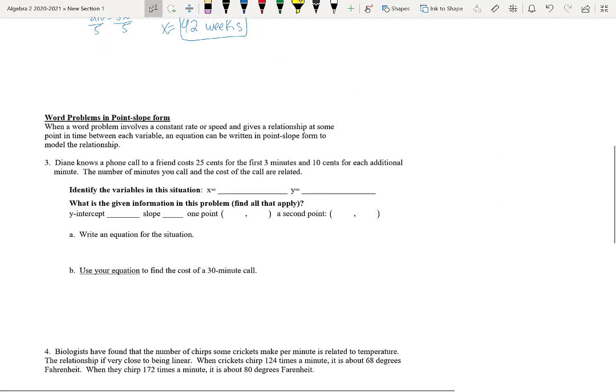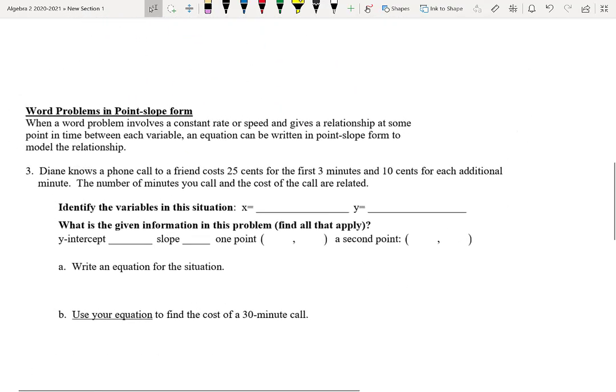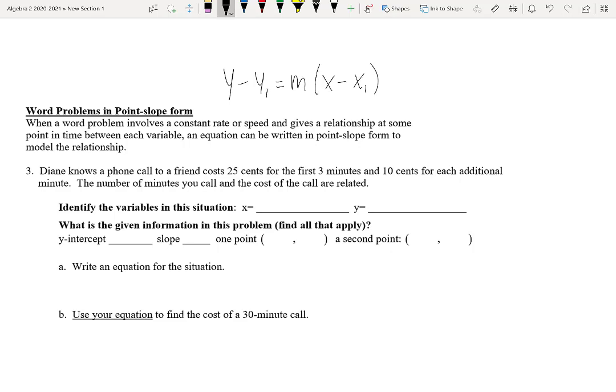If I don't have the rate and I don't have the starting value, remember we also do have what we called point slope form. So slope-intercept form was y equals mx plus b. Point slope form was y minus y1 equals m times x minus x1. And here, x1, y1 is a point on our line, and then m is still our slope.